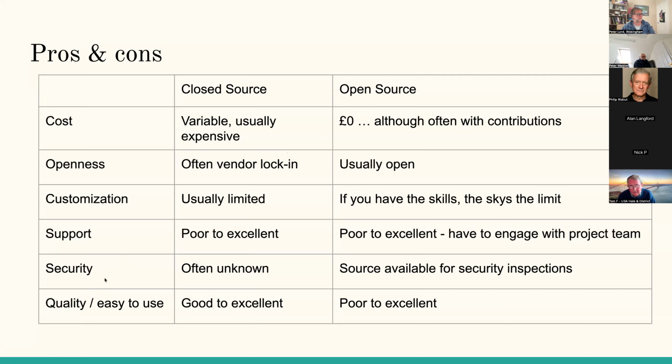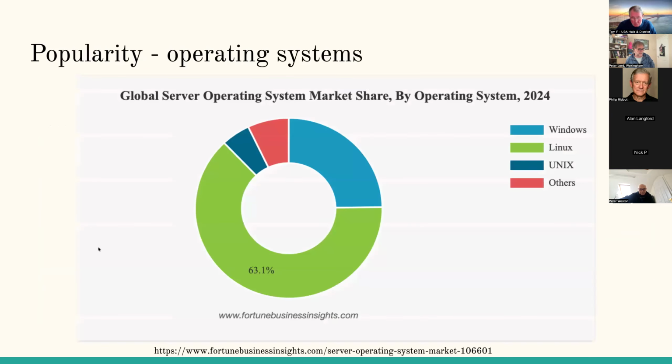Security, here's another interesting one. If a closed source application's source code isn't available, there's no way for security companies to inspect the source to see how good it is security-wise. It might have loads of security issues, but they're just simply unknown. With open source, the source code is available for security inspection. So I would say, really, by definition, the security of open source could be significantly better than closed source.